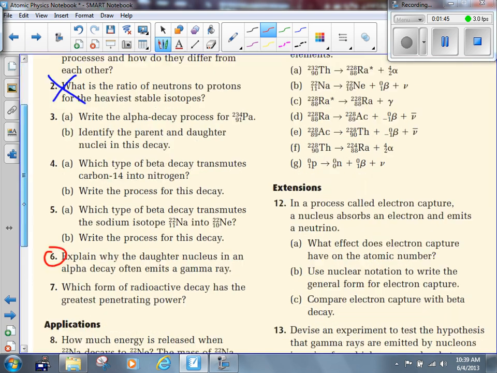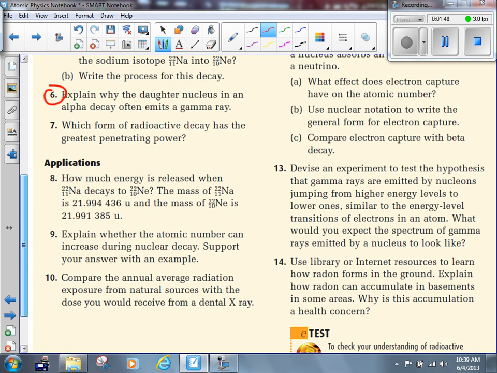Number 9. It says, explain whether the atomic number can increase during nuclear decay, and explain or support your answer with an example. Can the atomic number increase during nuclear decay? The atomic number is the number of protons. If the atomic number changes, then clearly the type of atom or the type of nucleus changes. Is that possible? Yes. Cole says yes. That's nuclear physics, right? That's what happens all the time in these transmutation equations, is that the nucleus changes into something else. The atomic number changes. But can the atomic number increase? Can the atomic number go up?